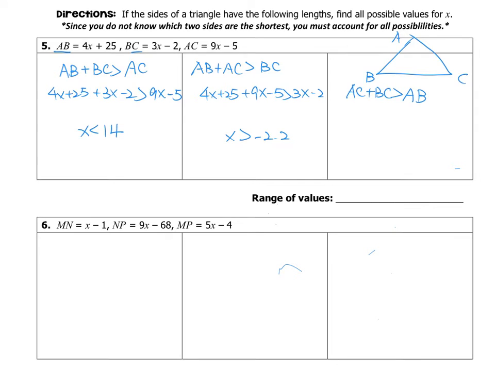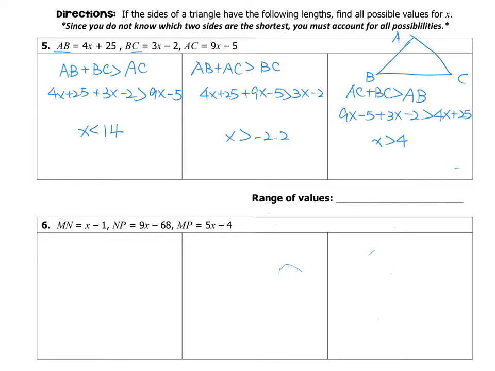This one, AC plus BC, so AC is 9x minus 5 plus 3x minus 2, has to be greater than 4x plus 25. And if I have that, x should be greater than 4. So here are three possibilities.